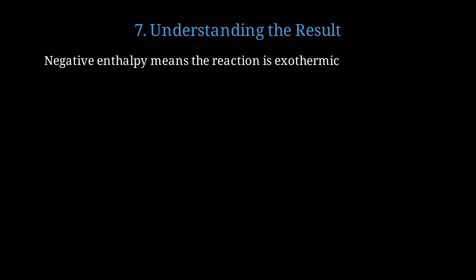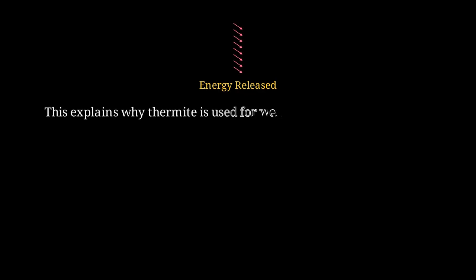Let's interpret what this result means. The negative enthalpy change means this reaction is exothermic, releasing energy to the surroundings. The reaction releases 1,792 kilojoules of energy, which is why the thermite reaction produces intense heat. This large energy release explains why the thermite reaction is used for welding railroad tracks and other industrial applications.